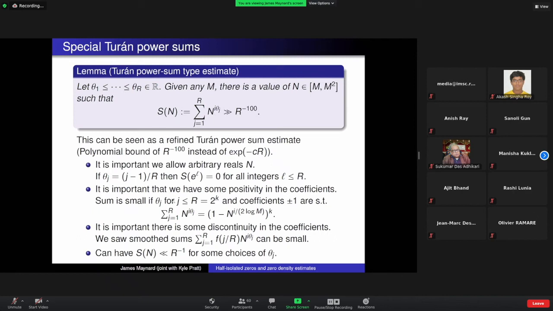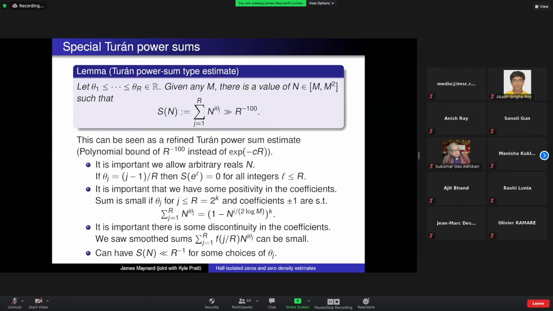And the final point is that there are some choices of theta j when S of n can be polynomially small for all choices of capital N. And so up to the constant 100 here that we haven't tried to optimize, this is essentially best possible in this setup.